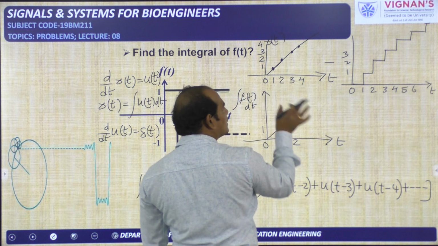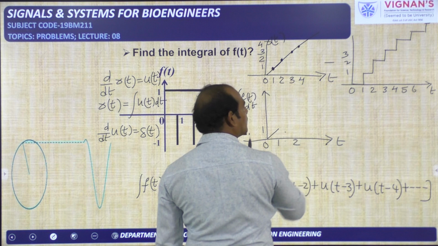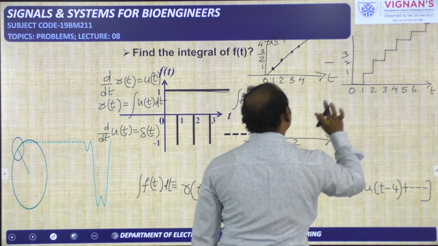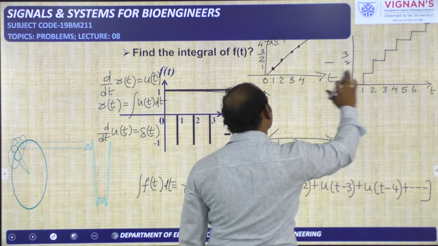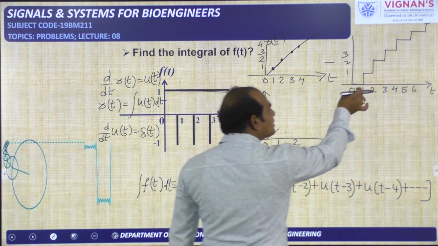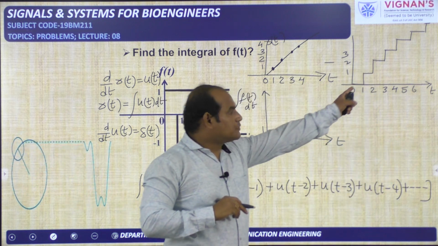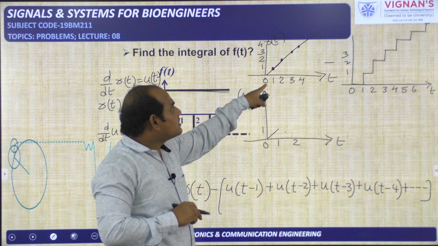Okay, so you see carefully, when t is changing from 0 to 1, it is 0 only. So from 0 to 1 it is changing, it is 0. But exactly at t is equal to 1 it is rising up to 1. It is rising up to 1. At t is equal to 1 it is 1.